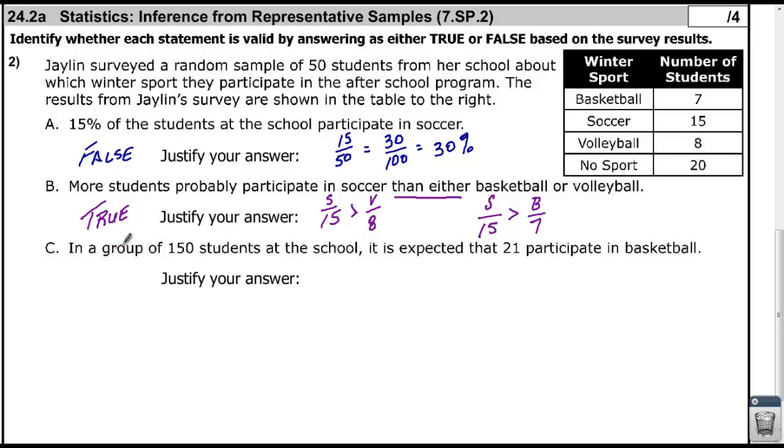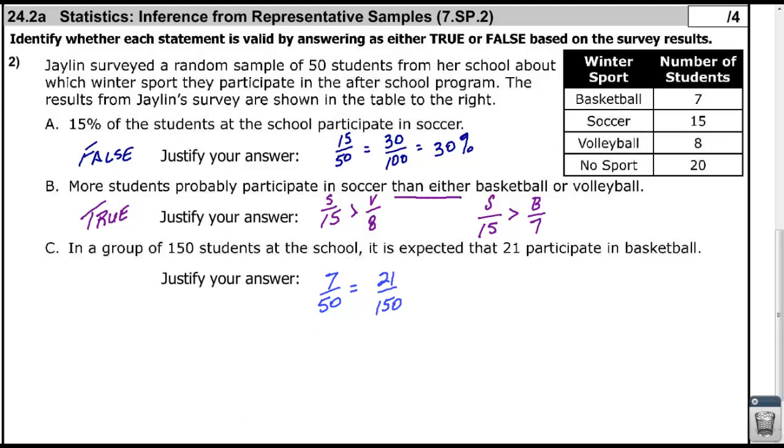And finally, in a group of 150 students, it is expected that 21 would participate in basketball. Well, here's what we know. Basketball currently has 7 students out of 50. The question is, is that the same as 21 out of 150? We always build a proportion, and then we see if the proportion is actually true.